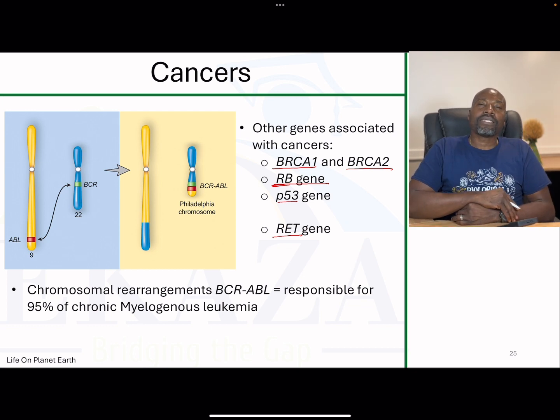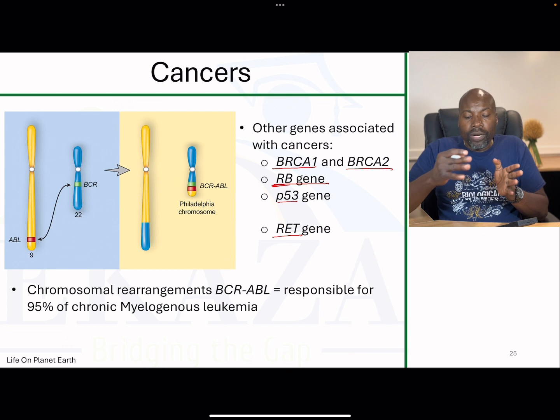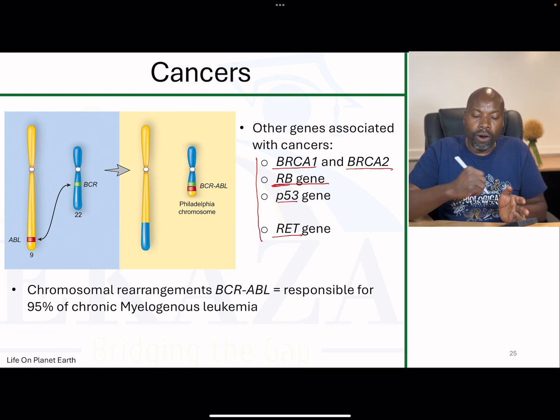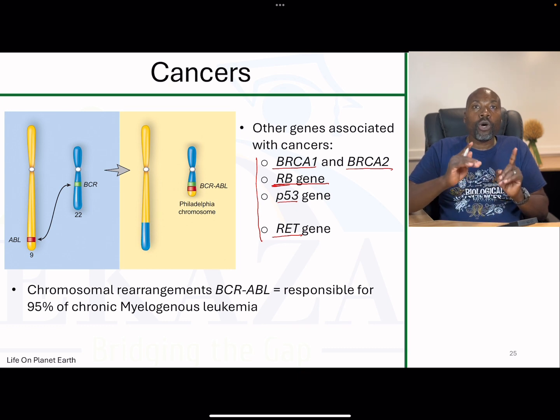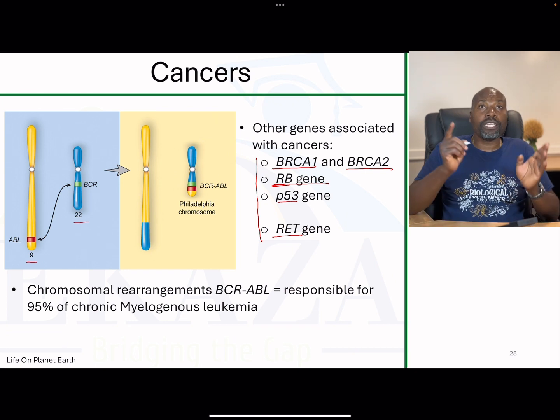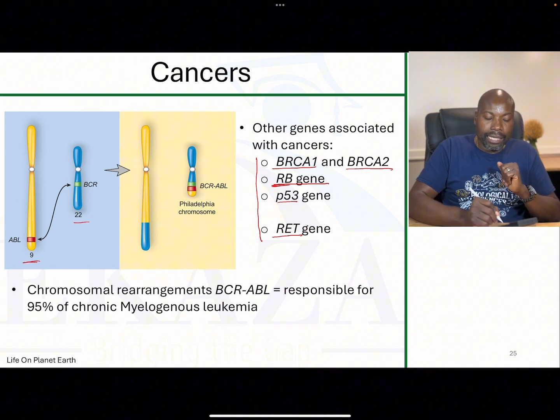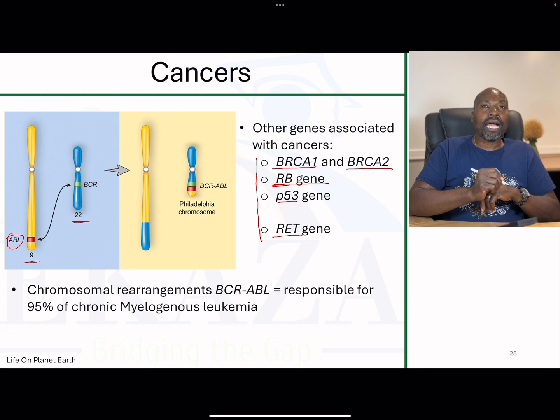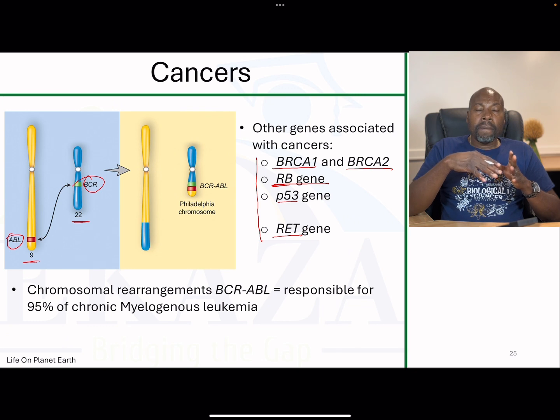Now, there is another case of cancer that I would like to address that I've not addressed so far here. That cancer is caused by translocation of chromosome pieces. So we have chromosome number 9 and chromosome number 22 in humans, right? Chromosome number 9 carries a gene called ABL. Chromosome number 22 carries a gene called BCR. Now, we see in the misdistribution of chromosomes that there is some translocation of the chromosome that can happen.